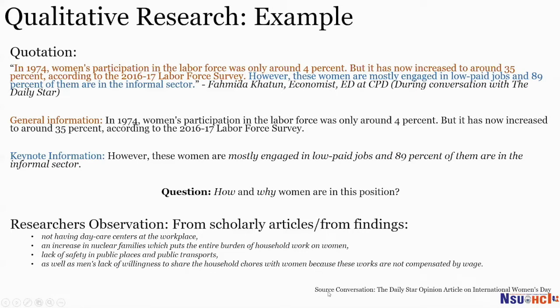But by the way, this is not my research property. I just used it as an example from the source conversation, so I put the reference here. So I think you understand the data type of the qualitative study here. Next, the study methods that we actually follow.